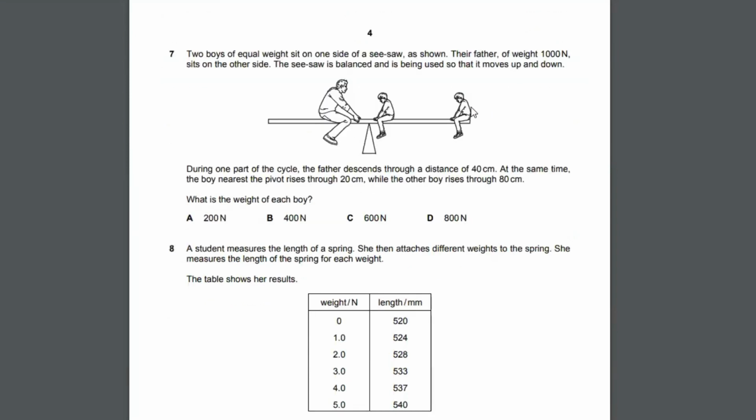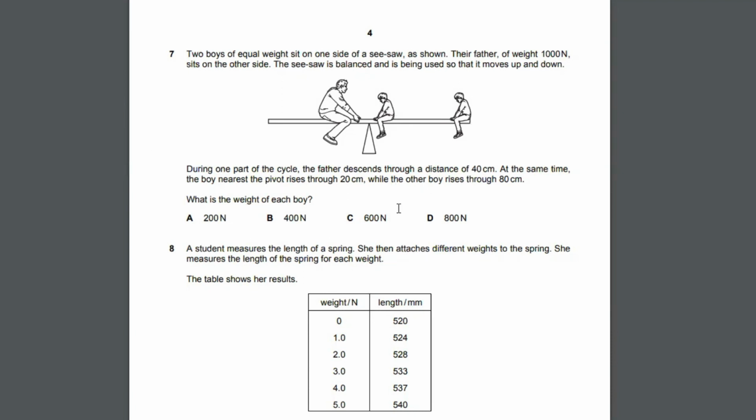Seventh is, two boys of equal weight sit on one side of a seesaw as shown. Their father, whose weight is 1000 newtons, sits on the other side. The seesaw is balanced and it is being used so that it moves up and down. During one part of the cycle, the father descends through a distance of 40 centimeters. At the same time, the boy nearest the pivot rises through 20 centimeters, while the other boy rises 80 centimeters. And we want to find the weight of each boy.